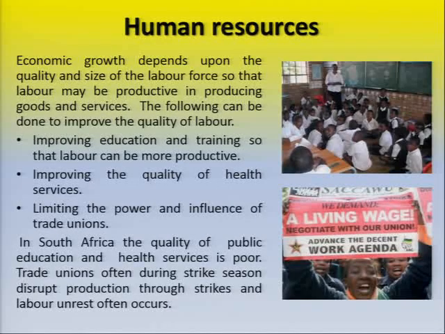So in South Africa, the quality of public education and health services is not of a good standard. We know our public healthcare system is not of a good standard. The trade unions in South Africa are very powerful. They often go on strike. We've got a striking season, and when that happens, it actually disrupts the production process, and labor unrest often occurs. If you remember what happened in Marikana, the AMCU strike, it was a very prolonged strike that actually impacted negatively on the entire economy of South Africa.